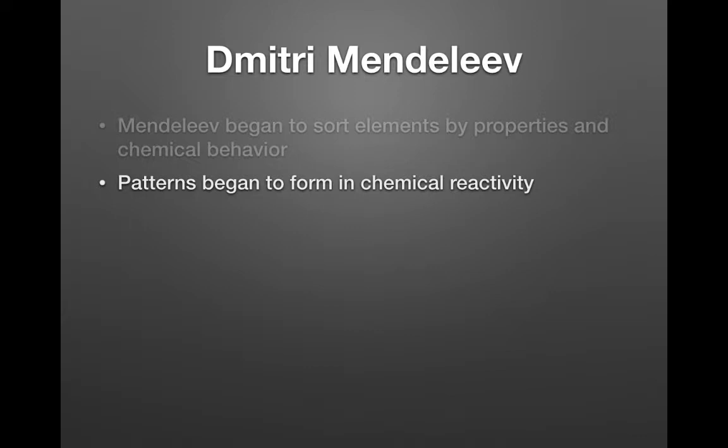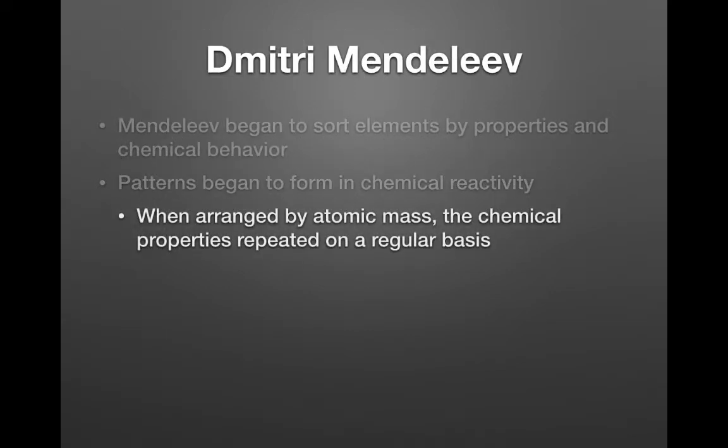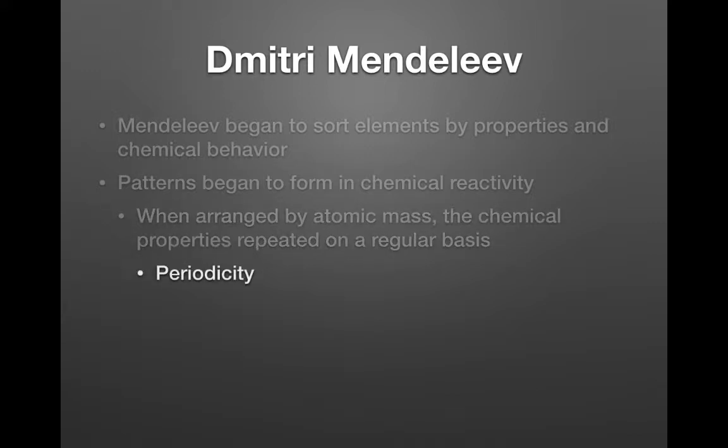And so once he started looking at the chemical reactivity and arranging the elements by atomic mass, he saw that the chemical properties repeated on a regular basis, so either every 2 or every 8. And then as he started getting into larger elements, started going every 18 and every 32. So he started seeing this repeating behavior, and this is what we call periodicity, and that leads to this concept of periodic properties. When something is periodic, then it repeats. That's what the term means.